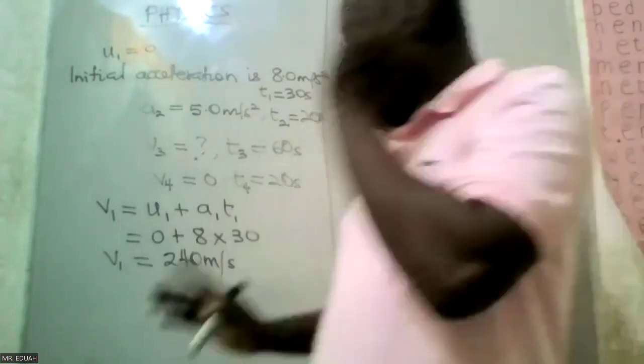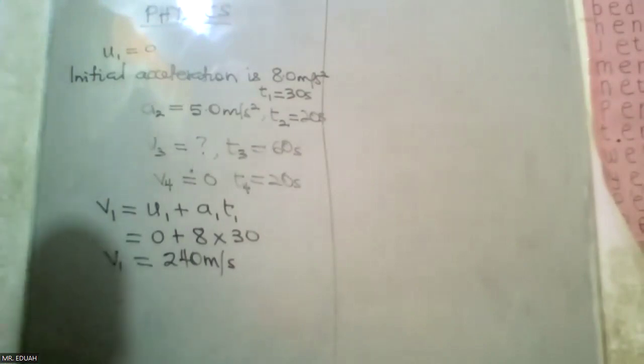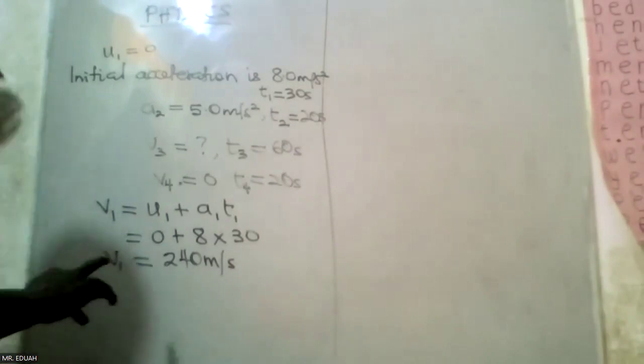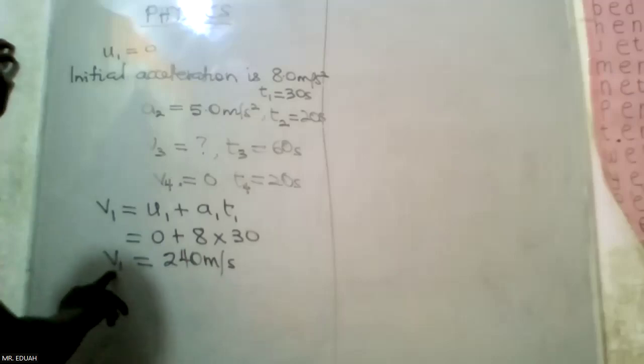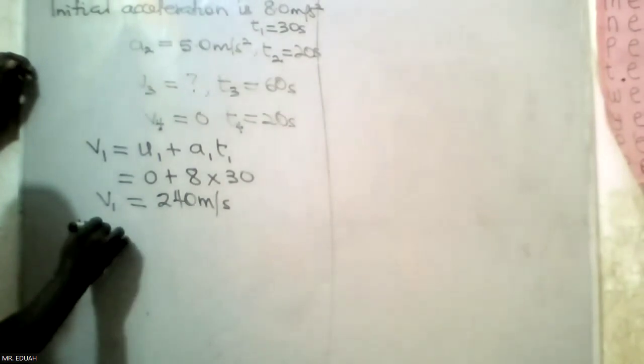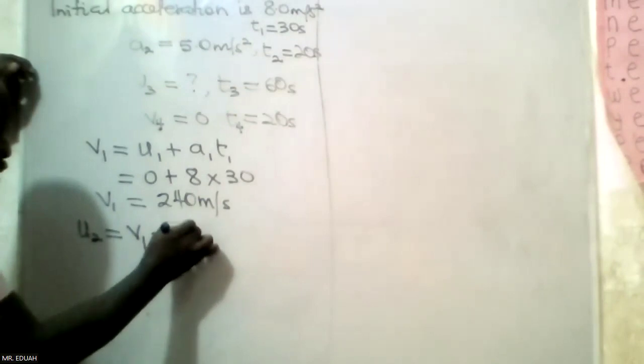So if this time the acceleration is reduced to 5, what will be the final speed? Don't forget, it's a continuous motion. So the final velocity of the first part becomes the initial velocity of the second part. So U2 will be equal to V1, which is 240 meters per second.